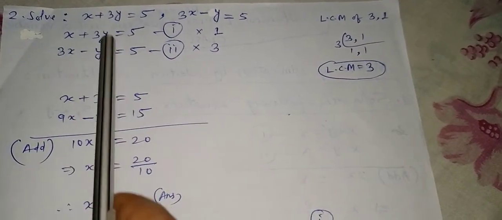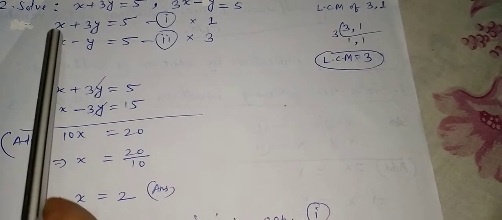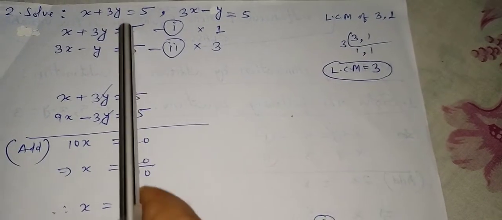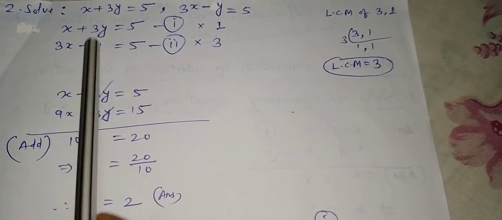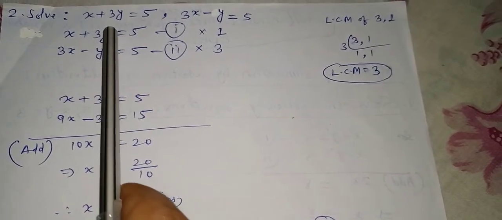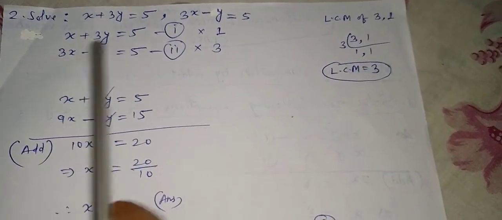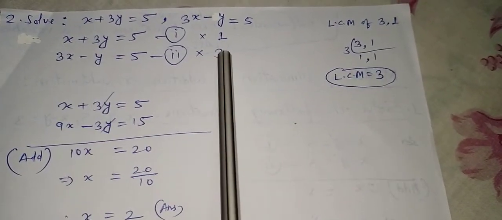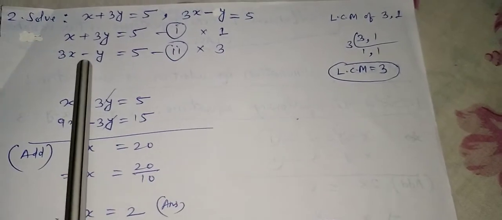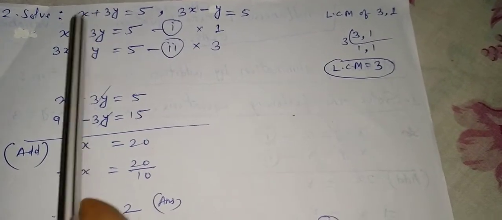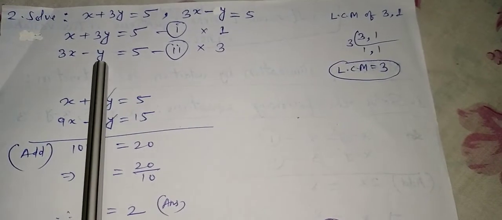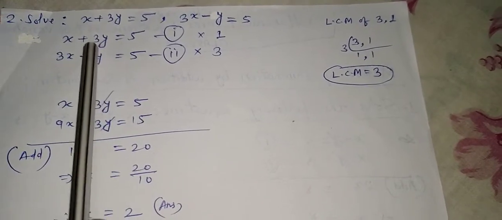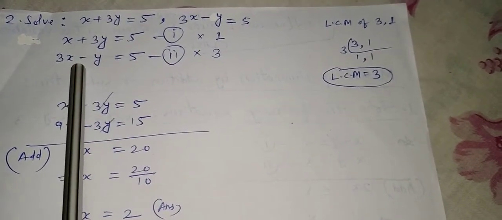3y and minus y cannot cancel because they are not equal, and x and 3x also cannot cancel because they are not equal. So here we can cancel this plus minus, we can cancel y, but to cancel them both should be equal. So to make both of them equal, what I am doing, I am multiplying equation 2 by 3 and equation 1 by 1. Why? Because if I multiply this 3 with y, 3 into y will become 3y and 1 into 3 will become 3. So this will become plus 3y and this will become minus 3y.